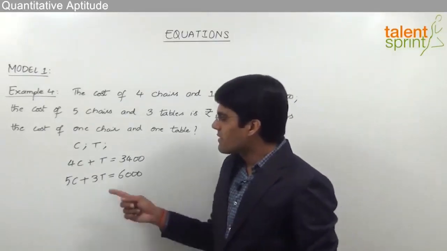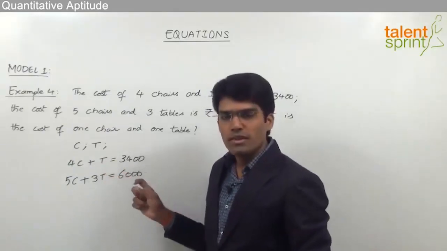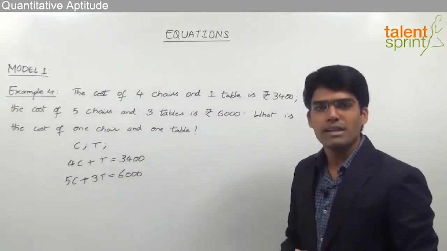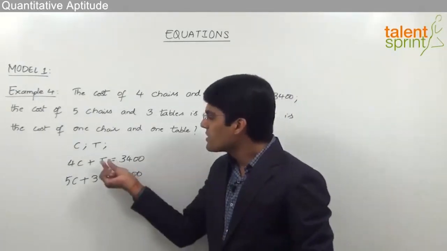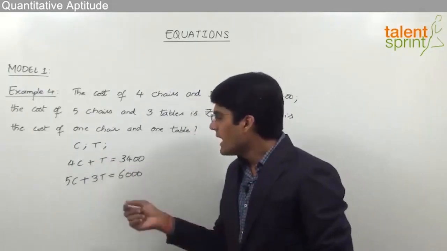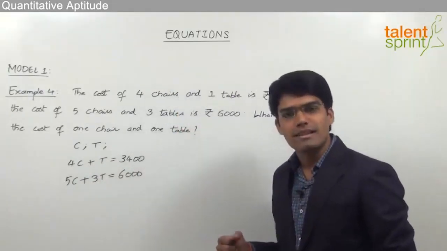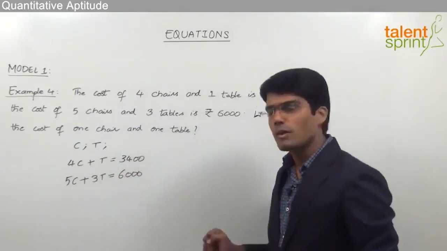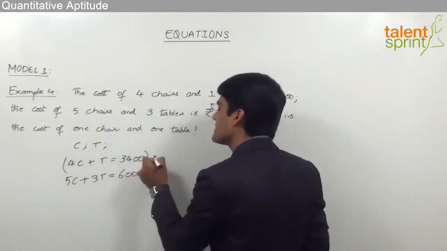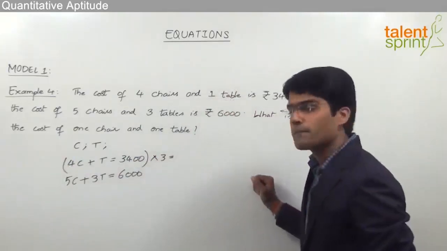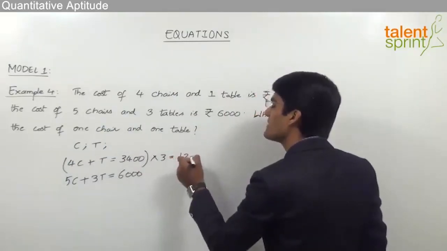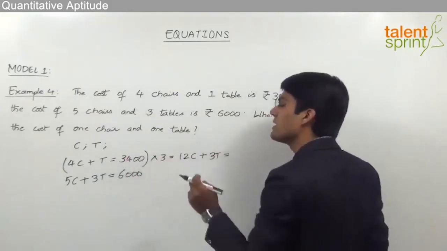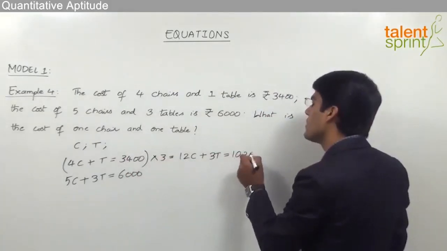Now as we have discussed earlier, to solve two equations in two unknowns, we need to equate the coefficients of either the first variable or the second variable depending on the convenience. Here the coefficient of T in the first equation is 1 and the coefficient of T in the second equation is 3. So let us simply multiply the first equation with 3 so that these two coefficients become equal. So that is 4C plus T equals 3,400 into 3. So 4C into 3 is 12C plus T into 3 is 3T equals 3,400 into 3, which would be 10,200.